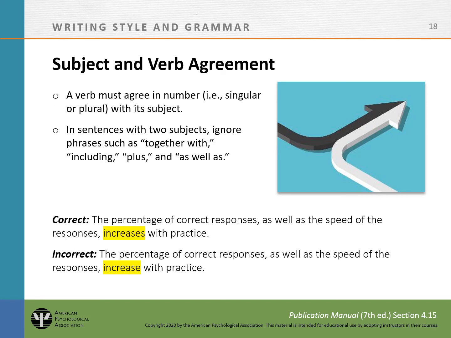A verb must agree in number, either singular or plural, with its subject. In sentences with two subjects, ignore phrases such as together with, including, plus, and as well as. The correct version is the percentage of correct responses as well as the speed of the responses increases with practice, because increases should agree with percentage.